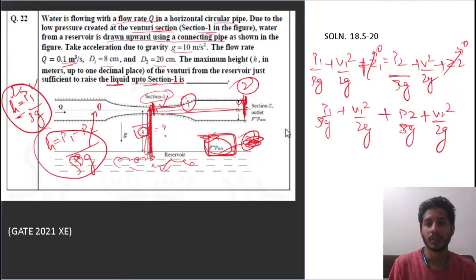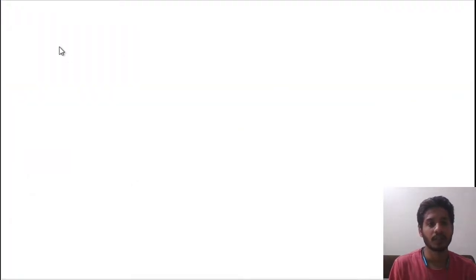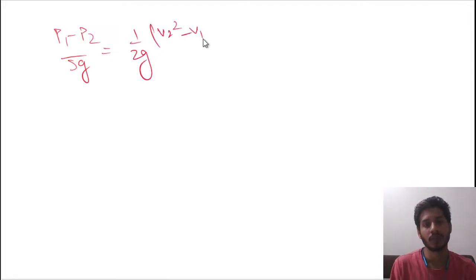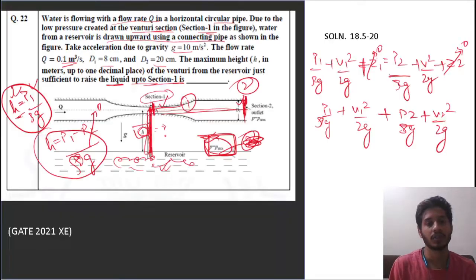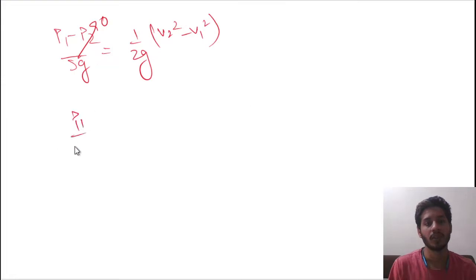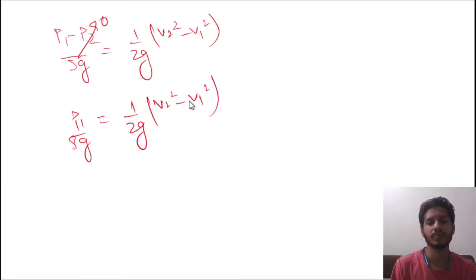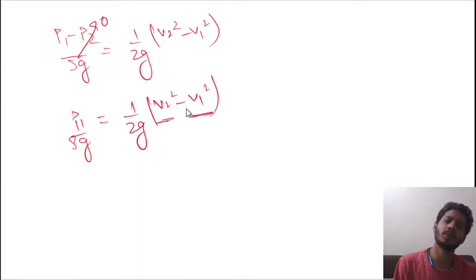Yes, so we have applied the Bernoulli equation. We can write P1 minus P2 upon rho g is equal to 1 upon 2g times V2 square minus V1 square. Since P2 is atmospheric pressure, we can neglect it. So P1 upon rho g is equal to 1 upon 2g times V2 square minus V1 square. We can easily find the values of V2 and V1.